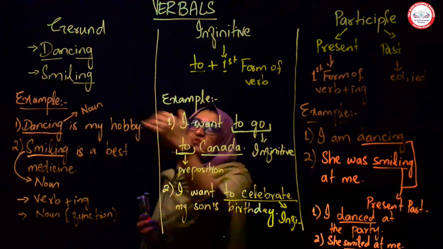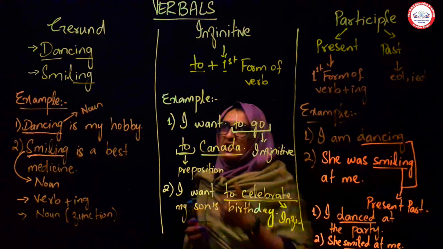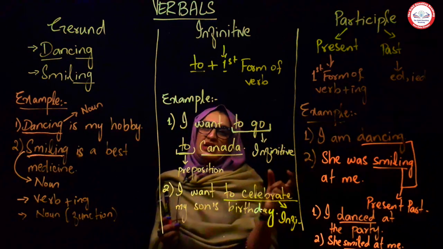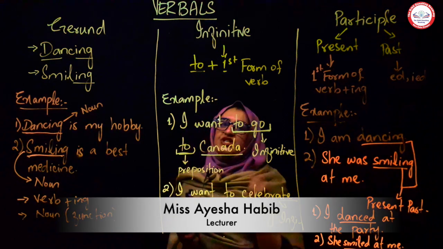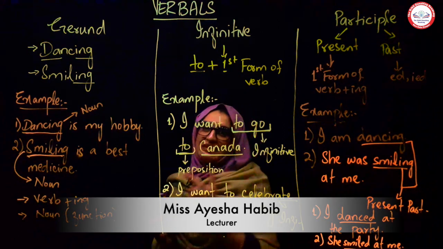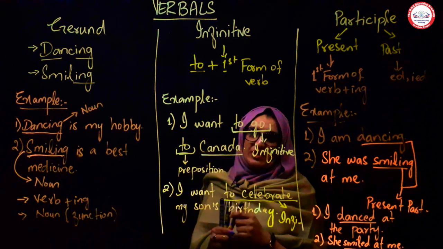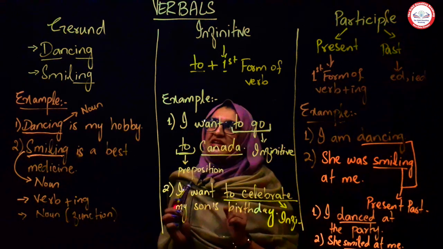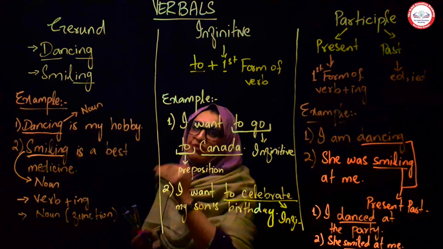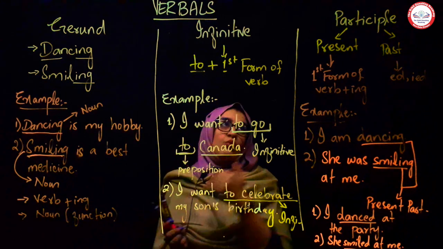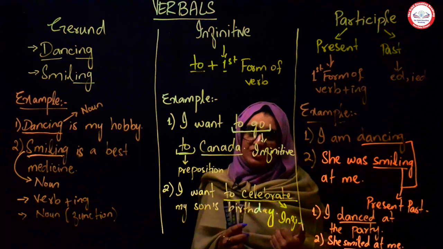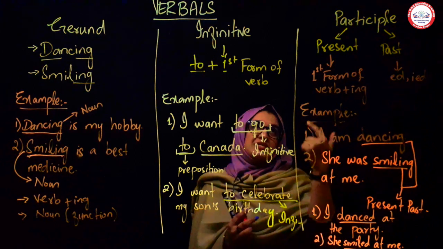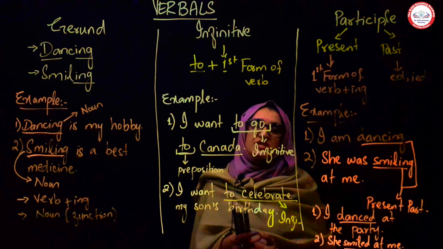What is the difference between a gerund and a participle? Gerund and participle are derived from the same word and we use ing with the first form of verb in both of these, either gerund or present participle. But the function will be completely different. Gerund will be performing the function of a noun, while present participle will be performing the function of an action verb. And we can have present participle and we can have past participle as well.